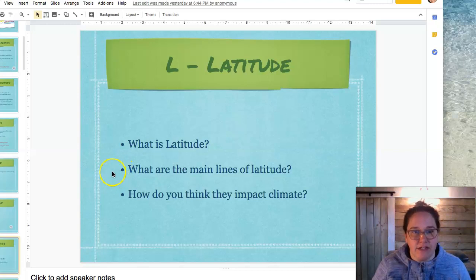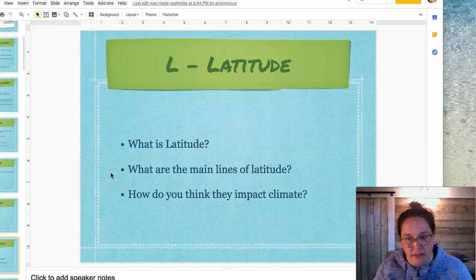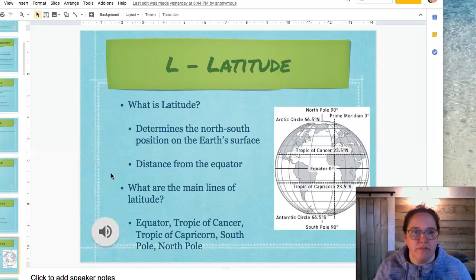So what is latitude? Can you answer that question? What are the main lines of latitude? The main lines of latitude are on a map that I'm going to show you in a moment. And how do you think they impact climate? So you can kind of ask these questions now. You need to be able to answer those questions after the next couple slides.